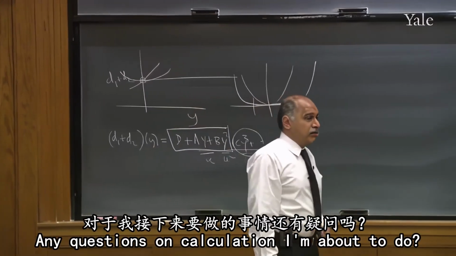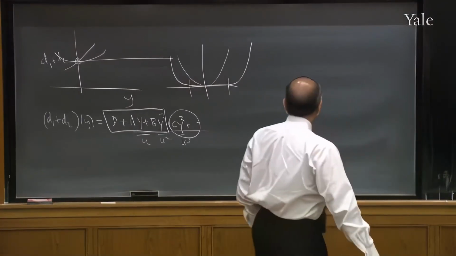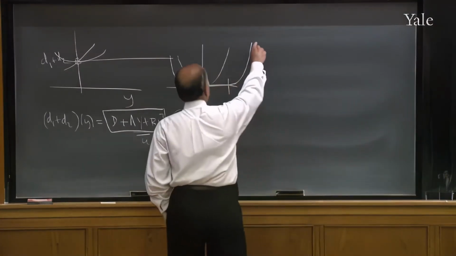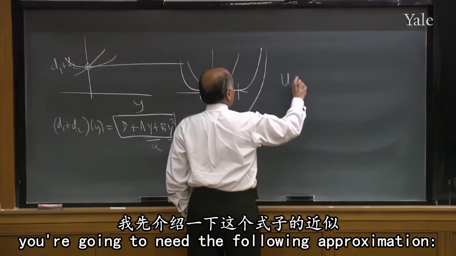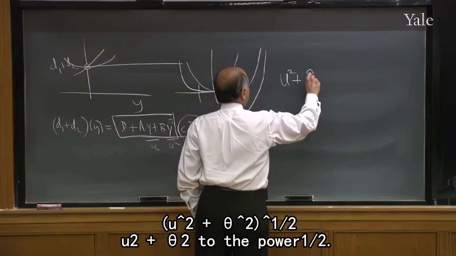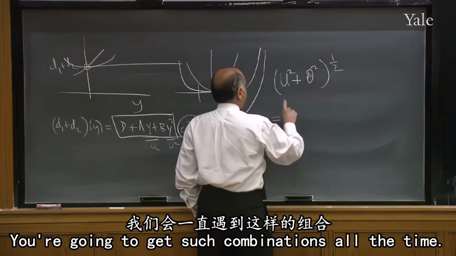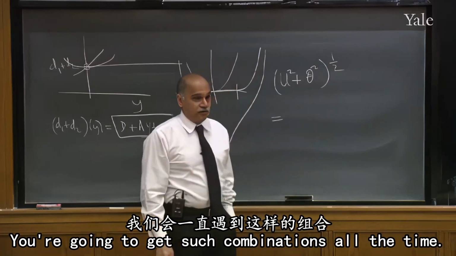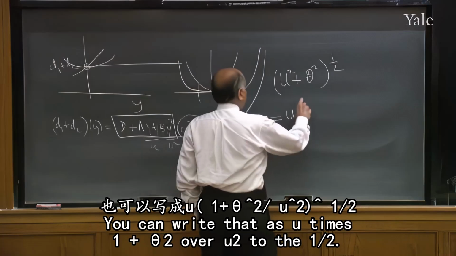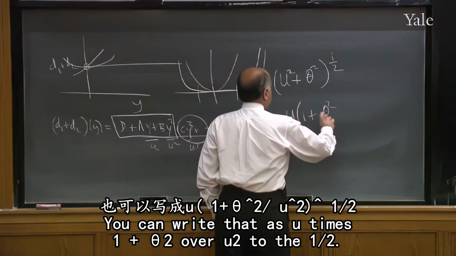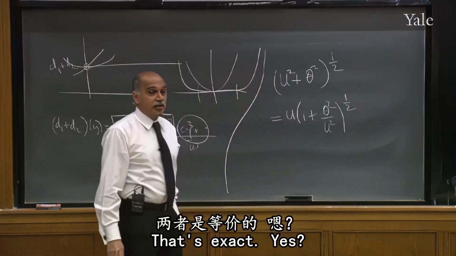Any questions on the calculation I'm about to do? Okay, before I do the calculation, you're going to need the following approximation. U squared plus theta squared to the power 1/2. You're going to get such combinations all the time. You can write that as u times 1 plus theta squared over u squared to the 1/2. That's exact. Yes?